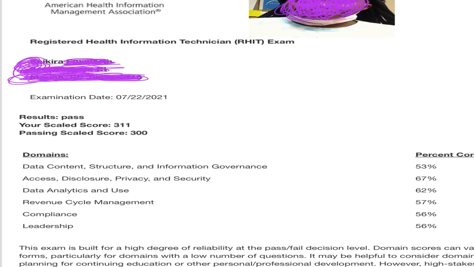So anything that you make on your practice test when you're studying, if you get anything above a 70%, I think you're good to take the test, if you're constantly making above a 70% as you're practicing.